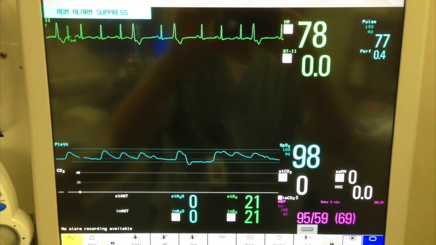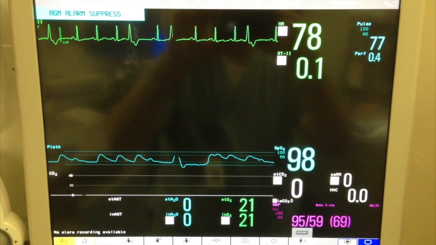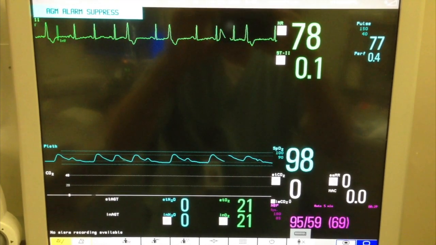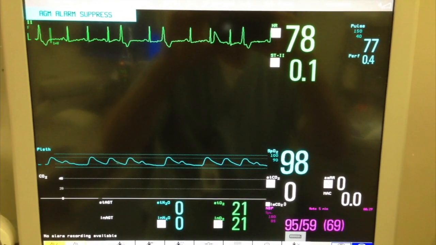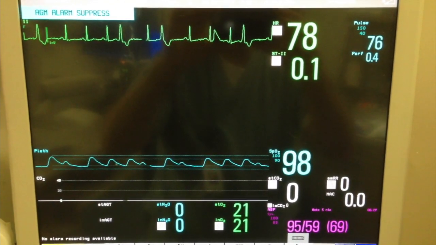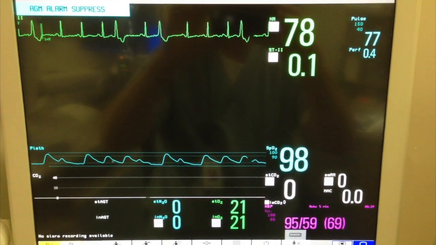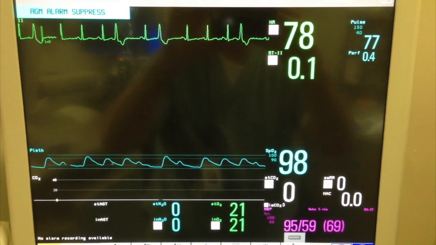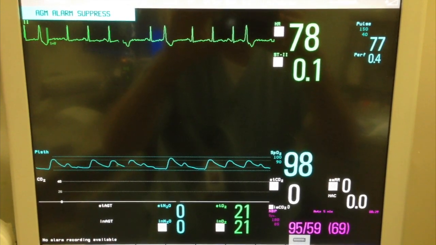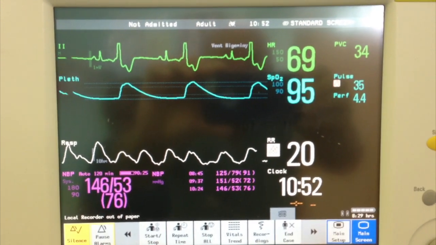Here's a patient that had both quadrigeminy on the monitor and bigeminy. So they were alternating between the two. So obviously there are some conduction problems here from the sinus node down through the system, through the conducting tissues, down to the ventricles. Here's another view of bigeminy on a monitor.